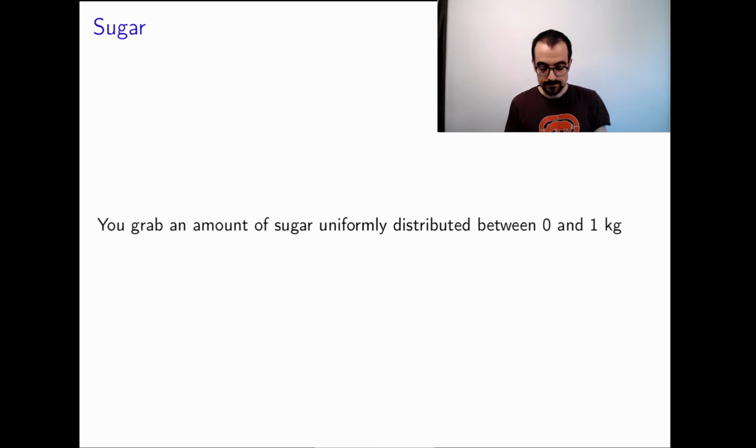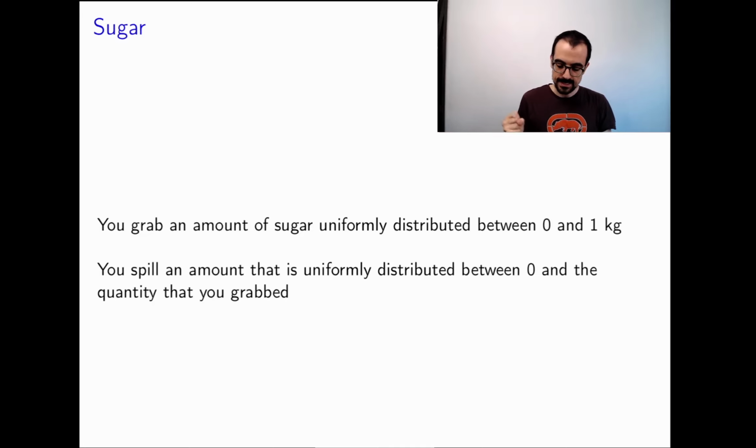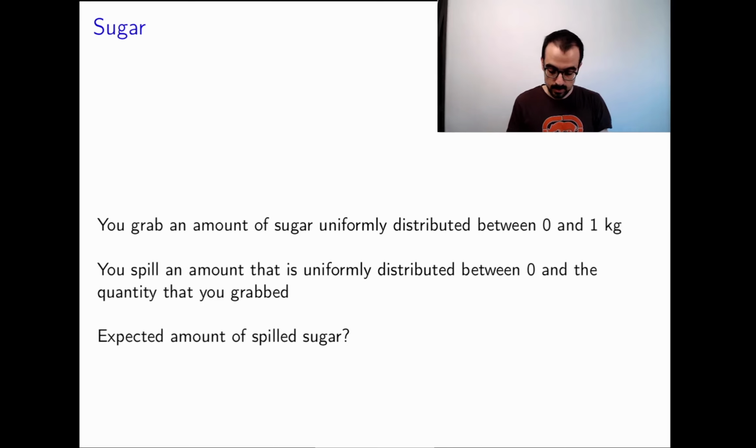Let's do an example. Imagine that you grab an amount of sugar uniformly distributed between 0 and 1. And then you spill an amount that is uniformly distributed between 0 and whatever quantity you grab. And now I ask you, what's the expected amount of spilled sugar? Okay, so let's first model this with random variables and so on, and then we'll see what we need to compute. So first we have an amount of sugar uniformly distributed between 0 and 1.